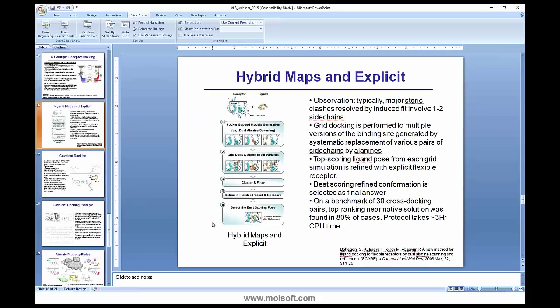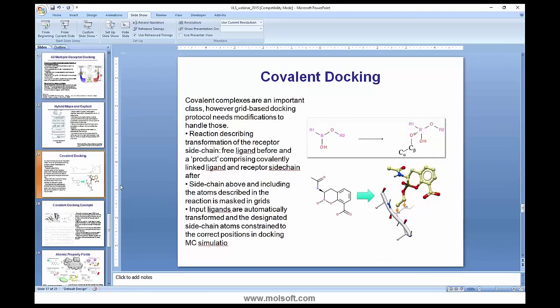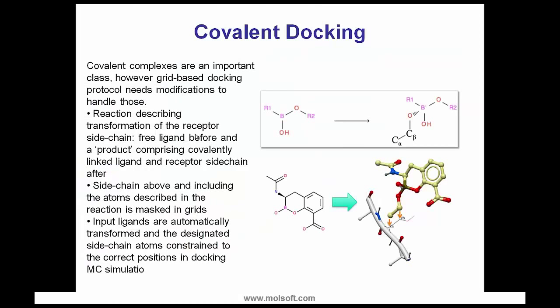Okay, so just moving on, away from flexible docking but onto covalent docking. Obviously covalent complexes are an important class. However, you need to make some small modifications to the docking procedure to do that. So you need to draw a reaction which describes the transformation of the receptor side chain. So you have the free ligand before and the free ligand afterwards when it's connected to the side chain. So yes, you need to draw these reactions.